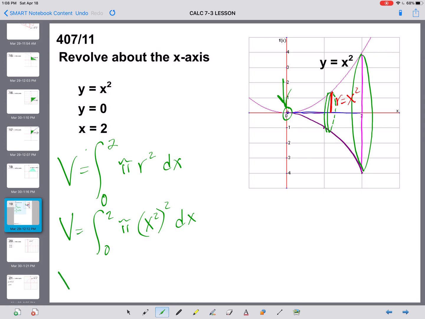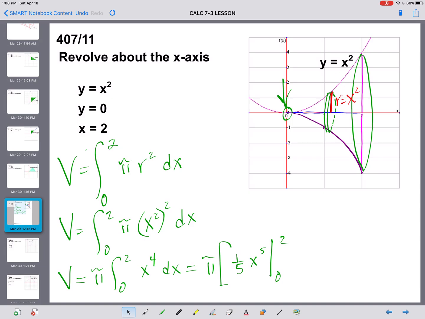Okay, the next step. Let's pull the pi out front. We got the integral 0 to 2. Now, x squared squared, that's x to the 4th dx. Okay, let's do the antiderivative. First of all, the pi, we'll multiply that at the very end. What's the antiderivative of x to the 4th? Oh, yeah, that's just going to be 1/5 x to the 5th. Straight evaluation bar, 0 to 2.